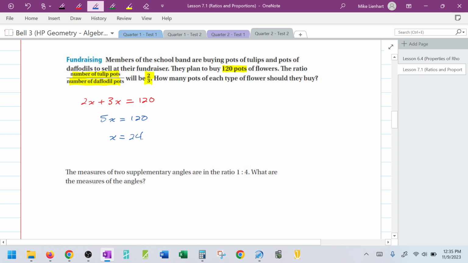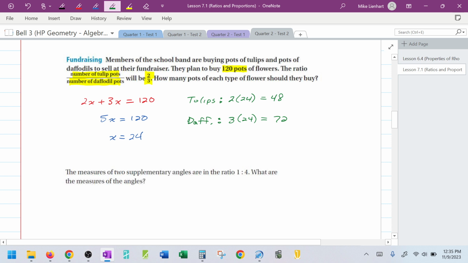But now I come back and I have to recognize and understand the ratio. I know that tulips is represented by my 2x, so I'm going to take 2 times 24, which would be 48 tulips. I know that my daffodils, I'm going to abbreviate that, is represented by 3x, so I'm going to take 3 times 24, and that's going to give me 72. And just for good measure, double check by adding them, that takes me to the 120 pots.